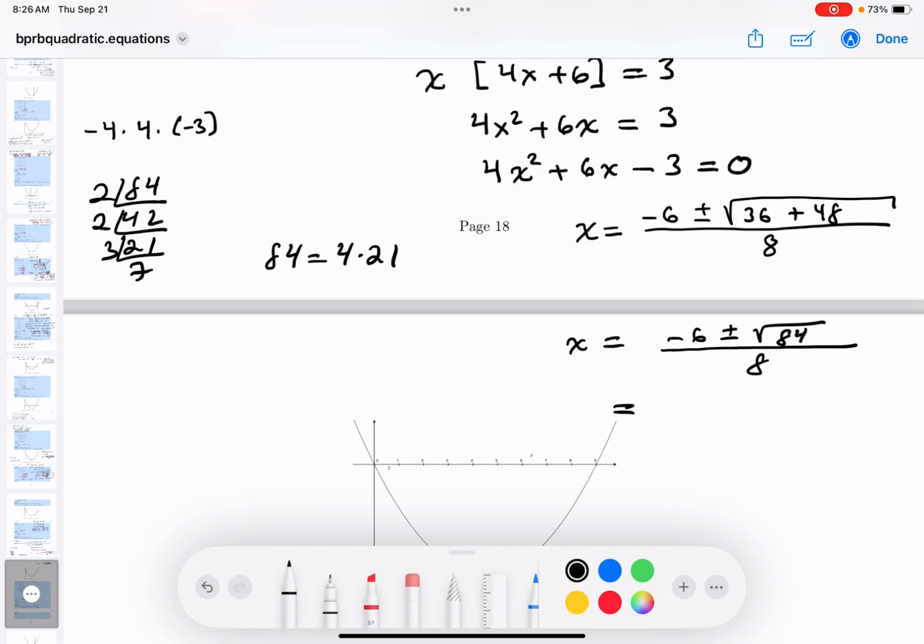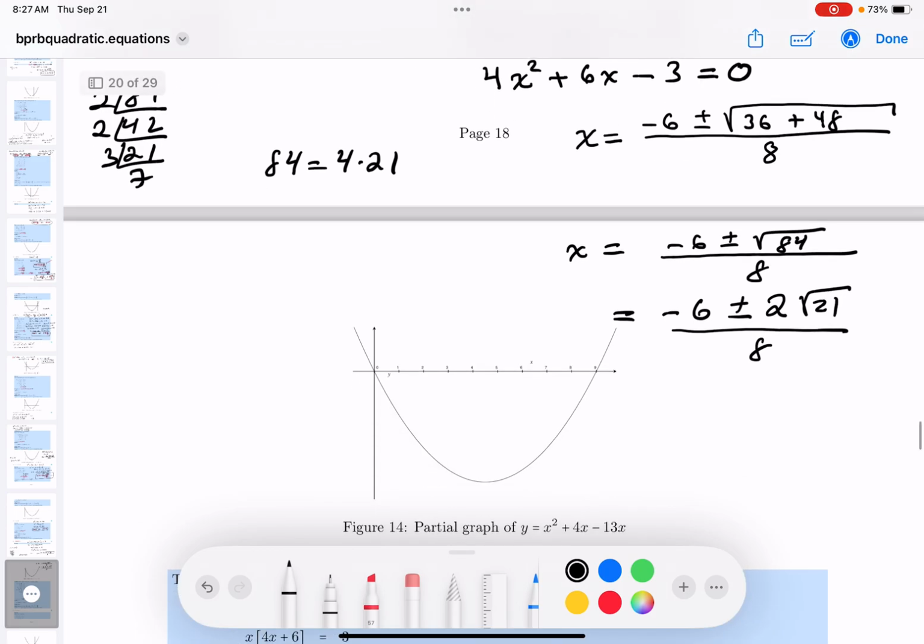And I can take the square root of the 4. So minus 6 plus or minus, the square root of 4 is 2. Then you get the root of 21. This is all over 8. What I'm going to do now is divide the top and the bottom by 2. And what do you get? Minus 3 plus or minus root 21, because 2 divided by 2 is 1, and 2 goes into 8 4 times. I'm going to claim this is what x is.